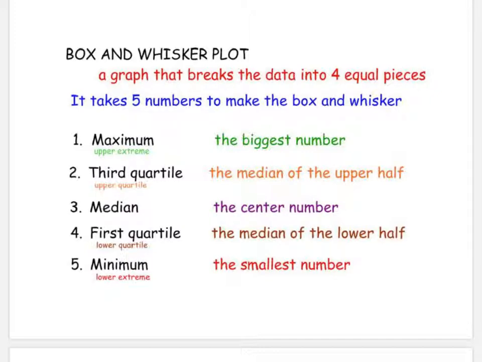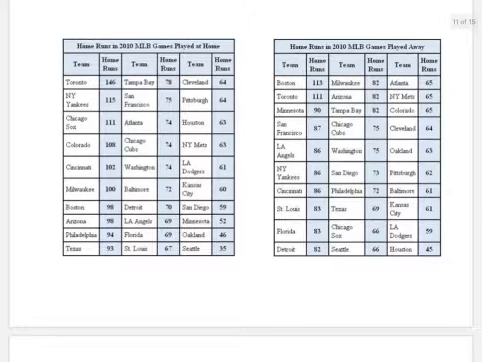So in order to make a box and whisker plot, you need 5 numbers. You need the maximum, which is sometimes called the upper extreme. You need the third quartile, which we've previously discussed how to find. You need the median, the first quartile, which we previously also discussed how to find, and the minimum, which sometimes is called the lower extreme. So let's take a look at how to find some of these pieces of data.